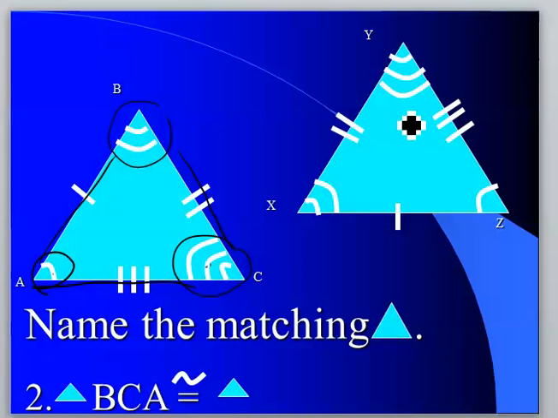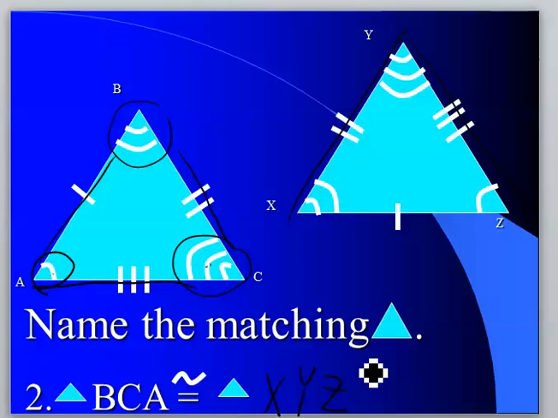I'm going to go to the other triangle, and I'm going to go in the same order. Double, triple, single. So B, the first letter, is the same as X, so that's our first letter. C, the second letter with the 3 arcs, is the same as Y, so that's our second letter. And A with the single arc would be the same as Z. So triangle BCA is congruent to triangle XYZ.